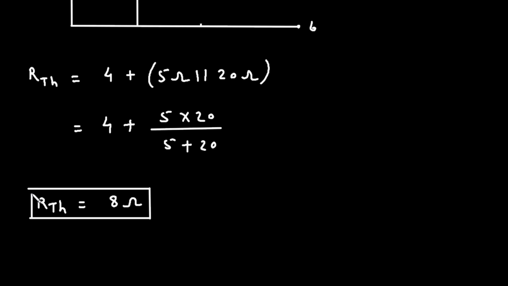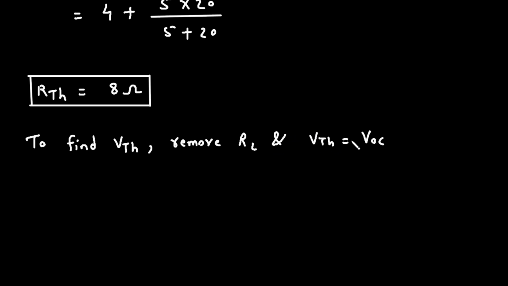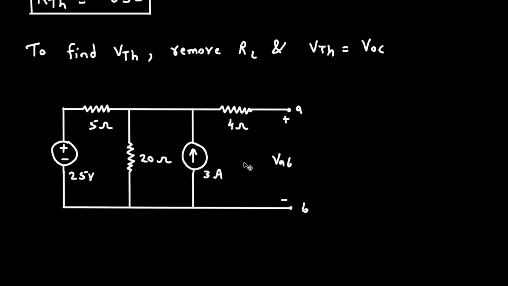Now we got the value of RTH. Next we have to find the value of VTH, Thevenin's voltage. To find VTH, again we will remove RL, and VTH is equal to VOC, that is, open circuit voltage is equal to VTH. So here is the circuit. Now here the RL is already absent and this is the open circuit voltage. Now this will be our VTH.